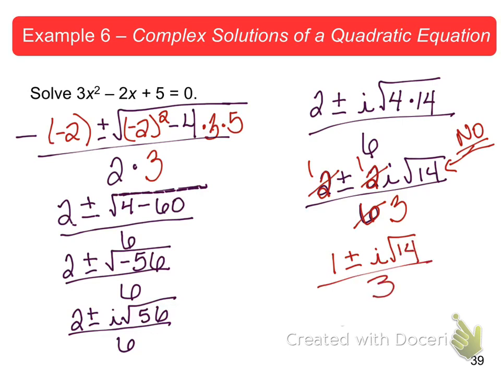Some students, and you don't have to do this, will rewrite that as 1/3 plus or minus the square root of 14 over 3 i. Either one of those is correct. I prefer the top, but that's just my brain. This right here is why we're doing everything. This is the culminating, this is the final. Oh my gosh. That was my fault.